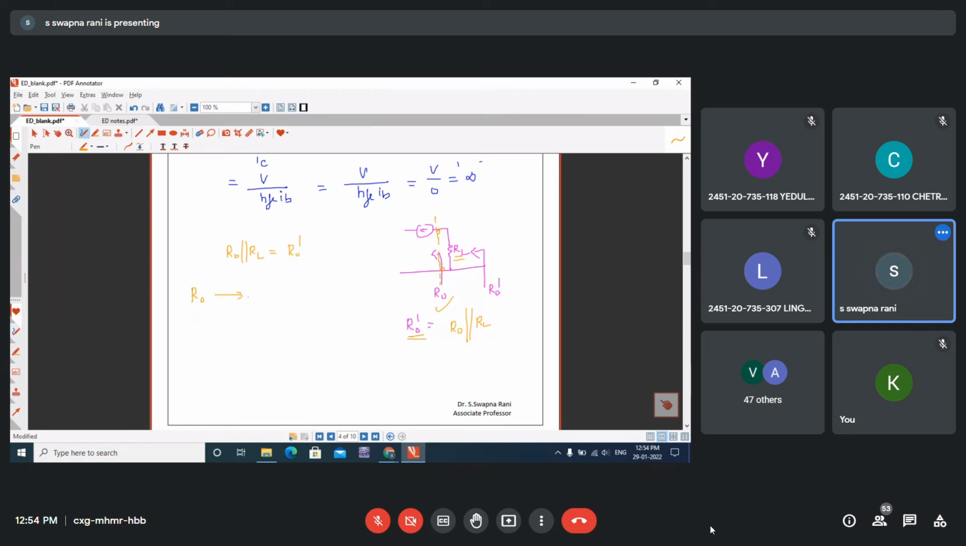R0 is the output impedance without RL. R0 dash is the output impedance with RL, including RL.